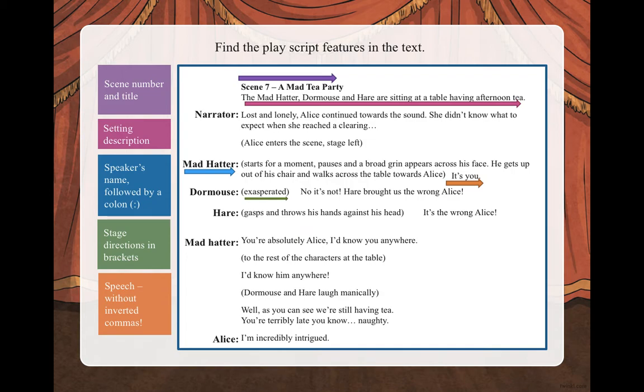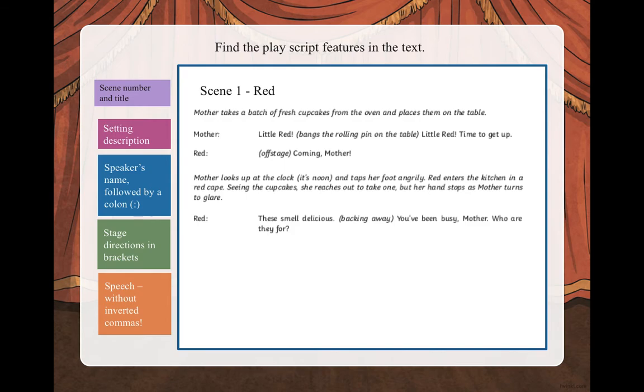Any other features? Well, we've got here in green. Green is stage directions in brackets. So Dormouse has to be exasperated, kind of lost for words. "No, it's not. Hare brought us the wrong Alice." So he's a bit annoyed, isn't he? So those stage directions help Dormouse to understand how he needs to behave and act. Are there any more here? No, there isn't, because we have moved into your part of the lesson.